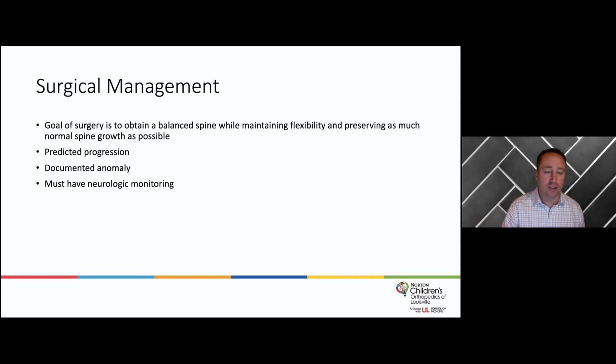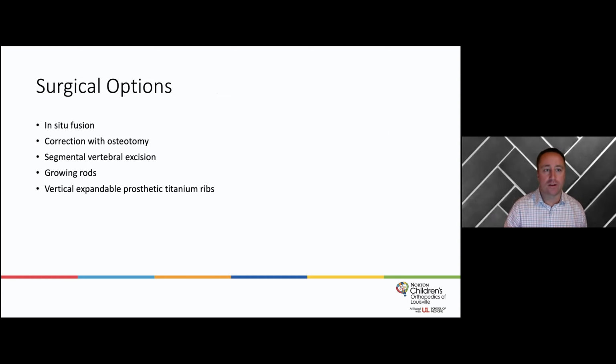Now, if there is predicted progression, that's when you're going to proceed to surgery. And if they have an anomaly that you know is going to progress, like what we showed earlier, and it's always important, anytime you're doing a spine surgery in kids, you should really have neurological monitoring in the surgery. But for congenital scoliosis, it's very important because they do not have normal anatomy. And just manipulating their spine is not going to be handled as well as in a normal child with adolescent idiopathic scoliosis. And the different surgical options is an in situ fusion.